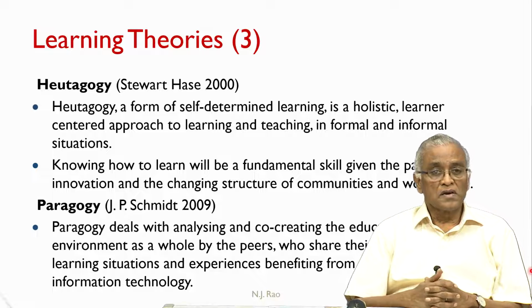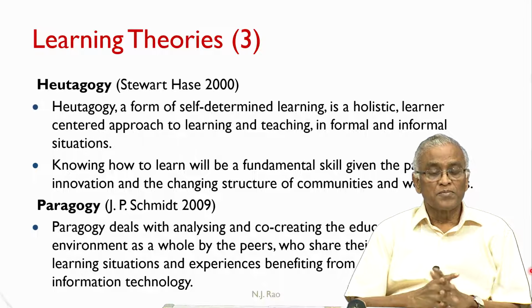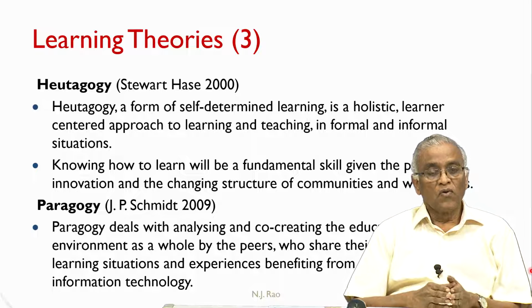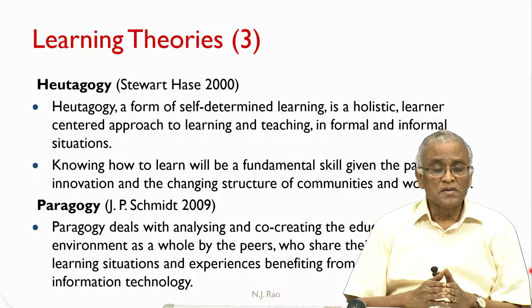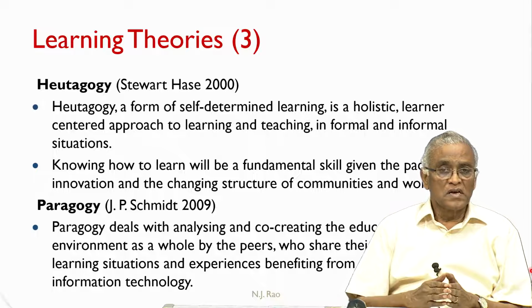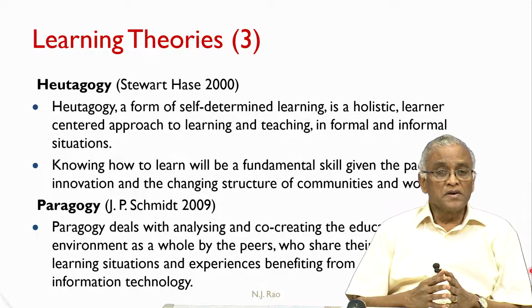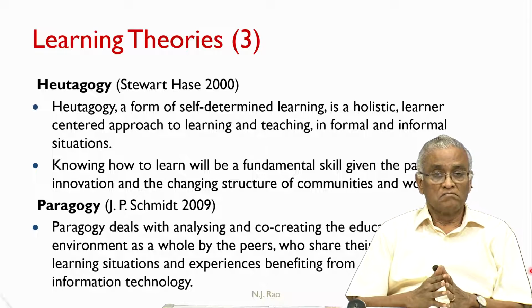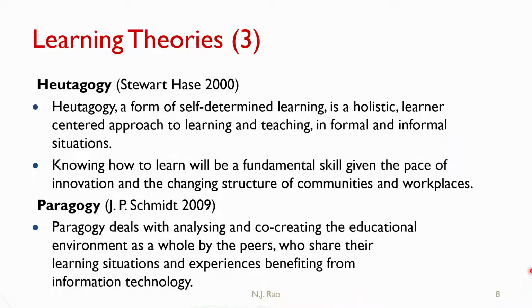Now, there are a few things that have come relatively recently. It is called heutagogy. A form of self-determined learning, it is a holistic learner-centered approach to learning and teaching in formal and informal situations. What this theory tells you is that the ability to learn, or knowing how to learn, will be a fundamental skill, and that means the most important skill that a learner has to get is the ability to learn by himself or herself.